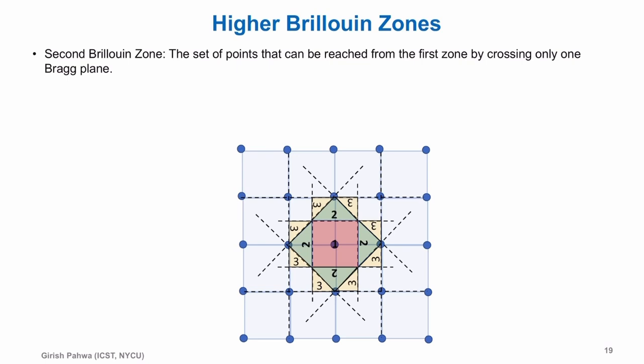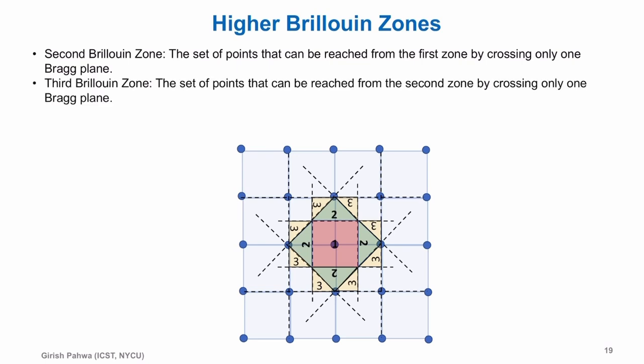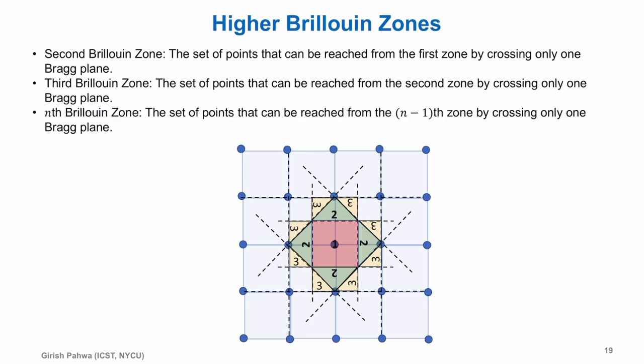Similarly, you can construct higher and higher Brillouin zones. Right. So this is the second Brillouin zone, the set of all the points that can be reached from the first zone by crossing only one Bragg plane. Similarly, the nth Brillouin zone will be the set of points you can reach from the n-1th zone by crossing only one Bragg plane.